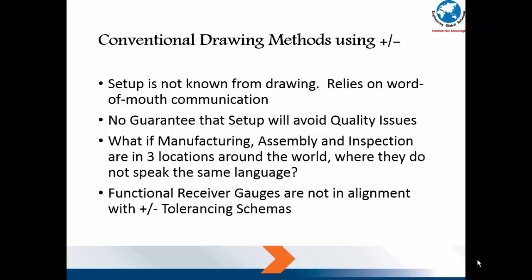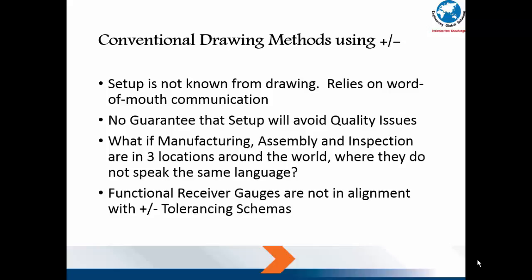Conventional drawing methods using plus or minus tolerances, the topic of discussion here. The plus or minus tolerancing used by industries is slowly going away on account of the benefits provided by GD&T. Plus or minus tolerancing schema relies on person-to-person knowledge transfer, experience of individuals, and subjective reasoning of team members that may or may not be good for the company.